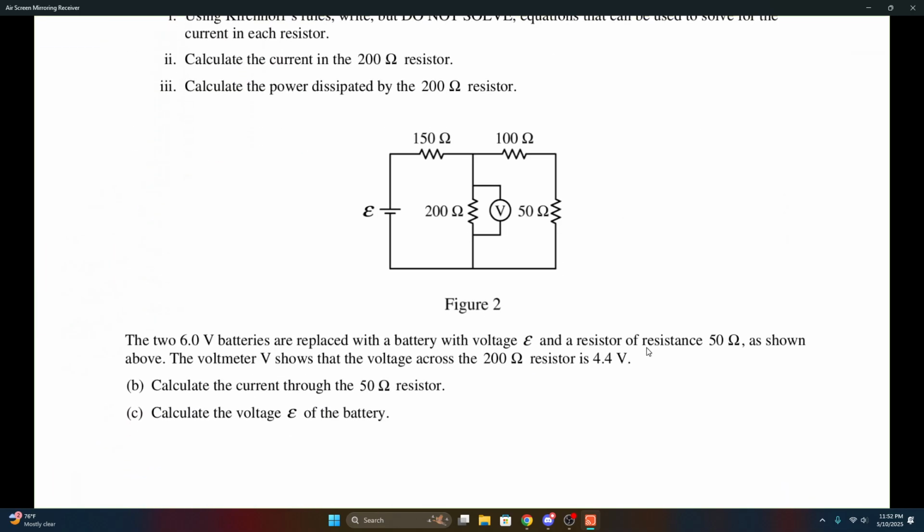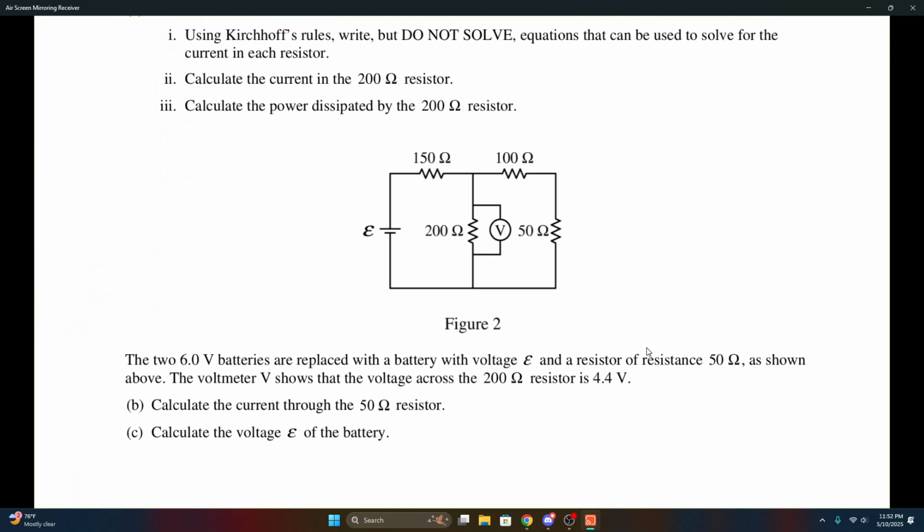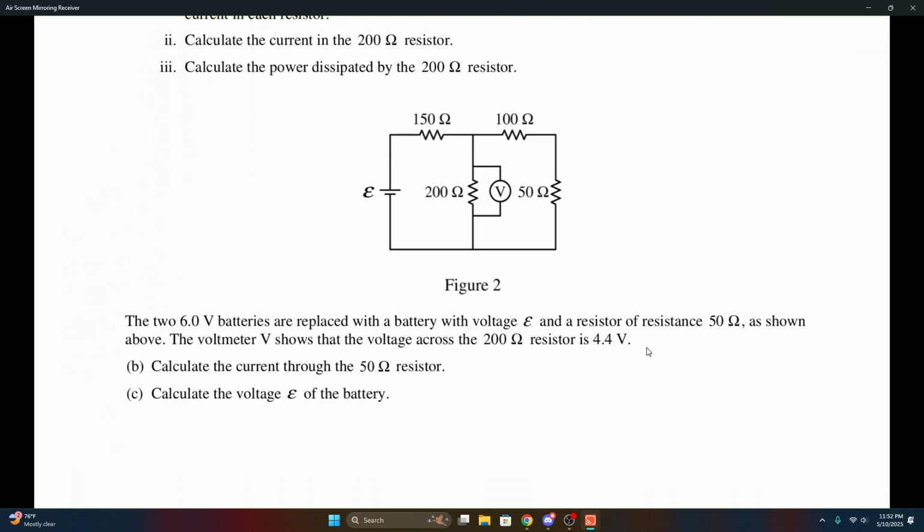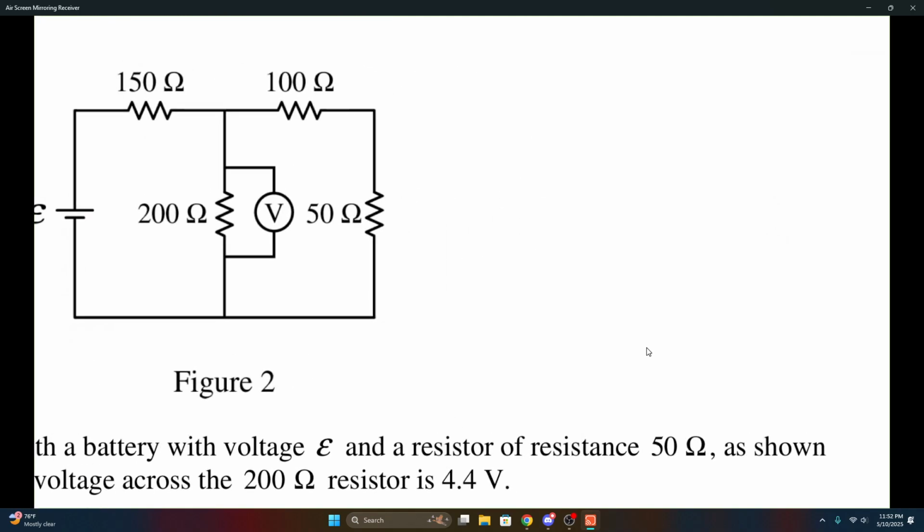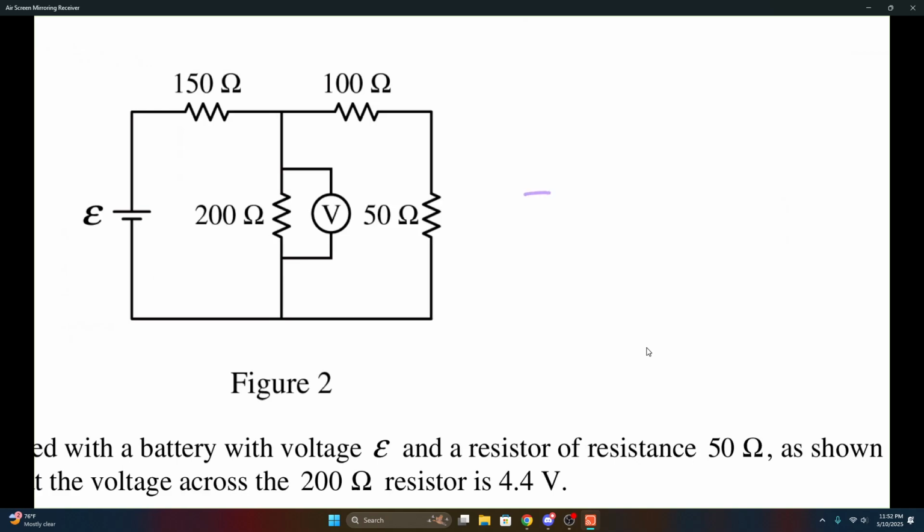Who cares? D10 anyway. The two 6-volt batteries are replaced with a battery of voltage epsilon and a resistor of resistance 50. Calculate the current through the 50 ohm resistor. Okay, first let's redraw this because I don't like it.